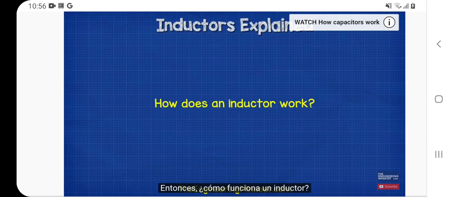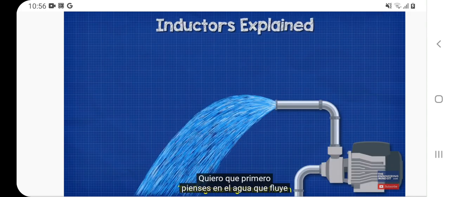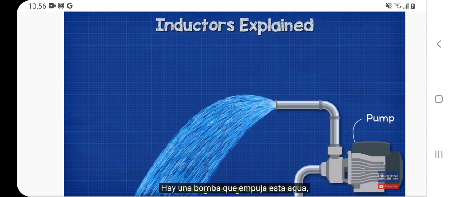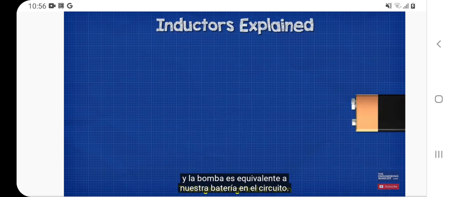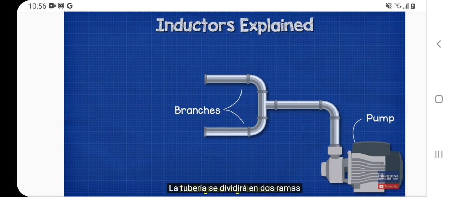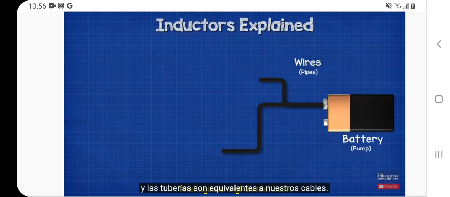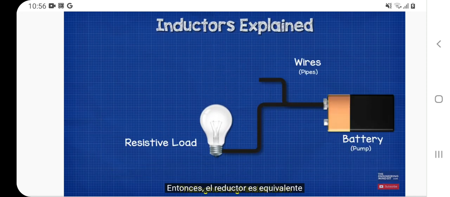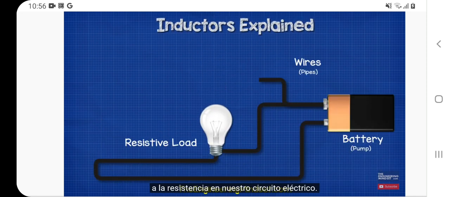So how does an inductor work? I want you to first think about water flowing through some pipes. There is a pump which pushes this water, and the pump is equivalent to our battery in the circuit. The pipe will split into two branches, and the pipes are equivalent to our wires. One branch has a pipe with a reducer in it, and that reduction makes it a little harder for water to flow through it. So the reducer is equivalent to resistance in our electrical circuit.